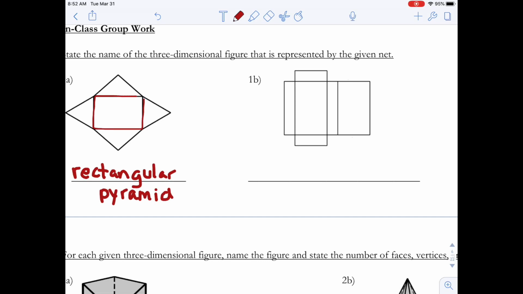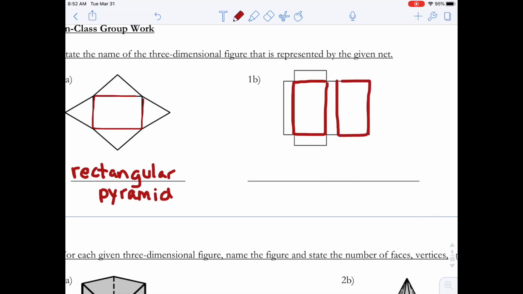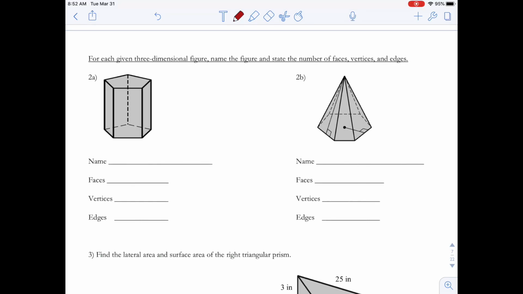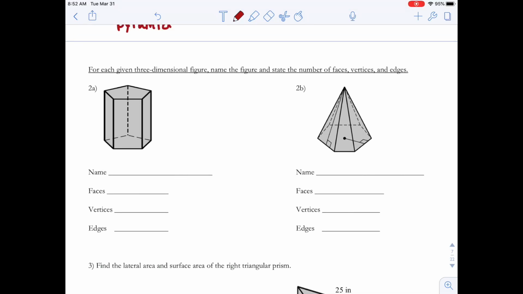Next one, okay, we're looking for what two things we have in common. Well, we have two of these big rectangles. So that is going to be our base, these big rectangles. So again, I have a rectangular shape. And since it's two bases, I'm going to have a prism. Coming down here, we're going to name some more shapes. Okay, again, two bases. And these bases are pentagons, so a pentagonal prism.